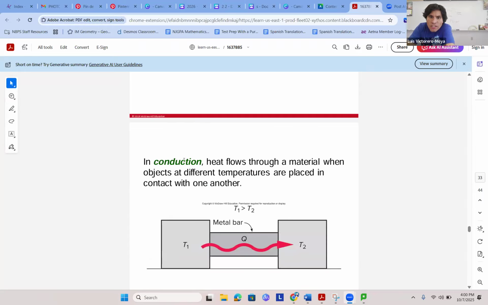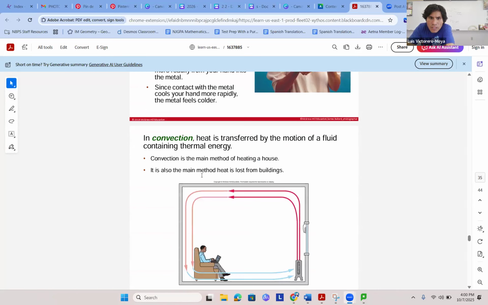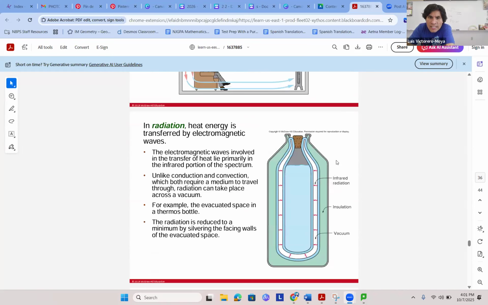Okay? So in conduction, heat flows through a material. Normally when you touch something, you have conduction. In convection, that's again convection currents. That's how you can heat a house. And in radiation, you're looking at electromagnetic waves. Light is an electromagnetic wave that emits light and energy. Okay?